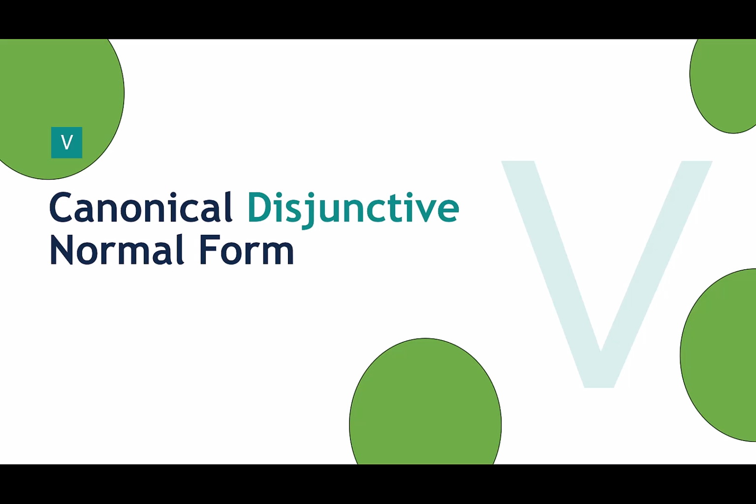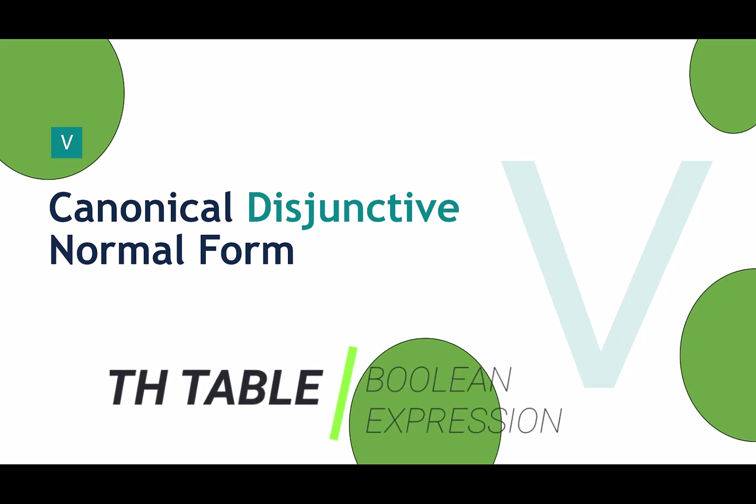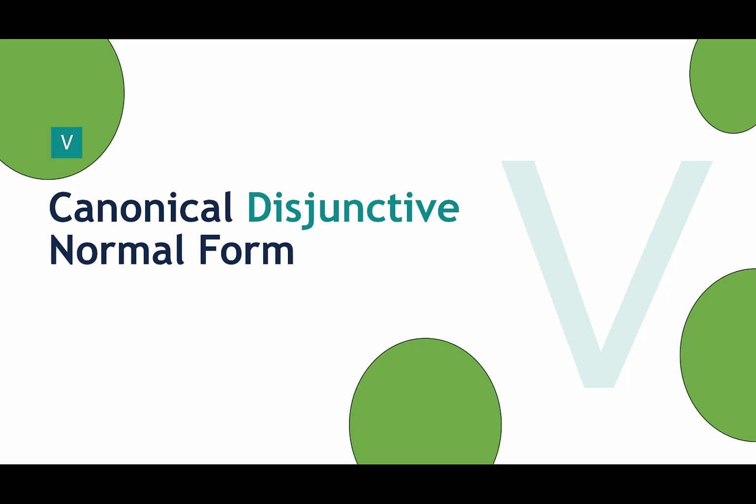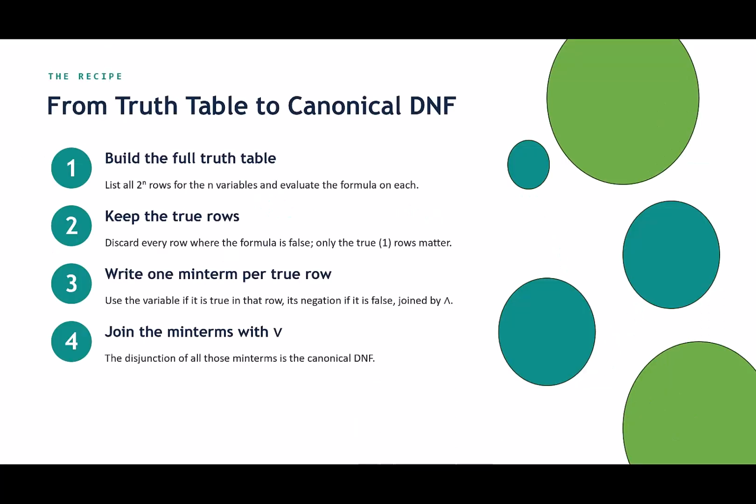Hi everybody! In this video, we're going to talk about the canonical disjunctive form. So far, we've learned that a Boolean function can be represented in several different ways, such as a truth table or a Boolean expression. The challenge is that a single function can often be written by many different but equivalent Boolean expressions. To avoid this ambiguity, we use a canonical form. The word canonical means standard or following a specific set of rules. When everyone uses the same rules, the same Boolean function will always produce the same expression.